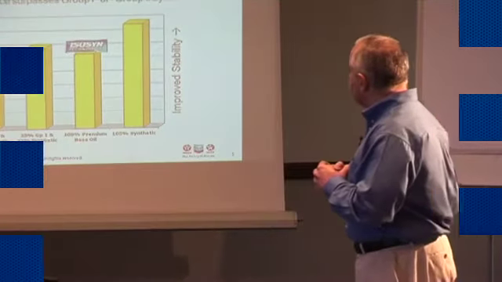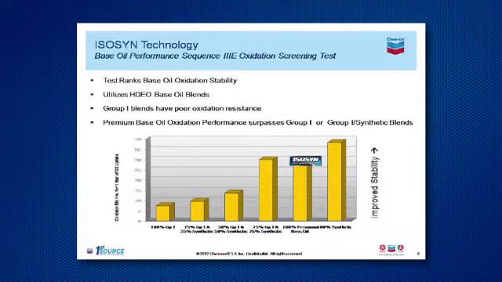Here's just some testing we've done in the past, and this just showcases. If you take a look at it, where the isosyn bar is, the other ones are the group 1 types of products. So these are the base oils, okay? And so you can run oxidation testing. Oxidation testing just says how long the oil is going to last in a piece of equipment. So this is not the full formulation of an engine oil, but this is the starting point, the base oil.